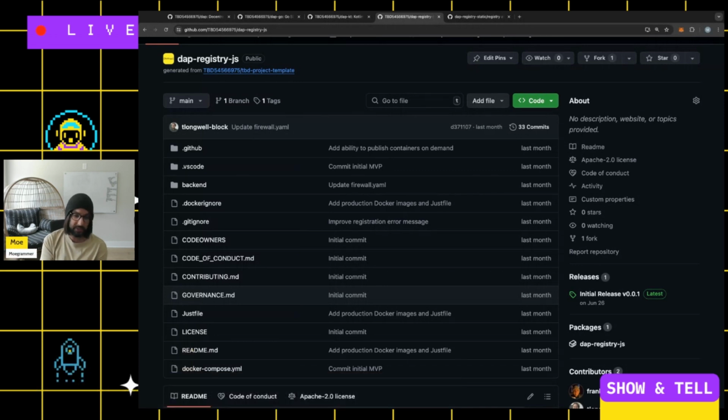And of course, if you're interested, we've also started working on SDKs in a number of languages if you wanted to build or handle your own DApp registry.